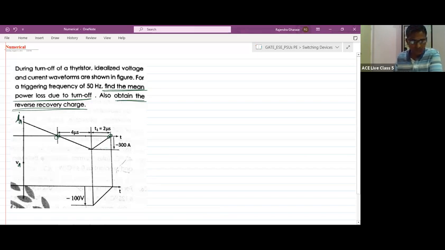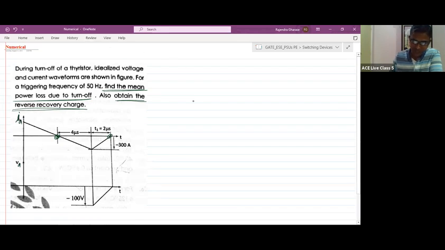Now here QRR is like the area under this triangle. So can we write QRR is equal to the area under the triangle, equal to 1/2 into 300? This height is 300, and into the total length from here to here. In this way we can find the QRR.